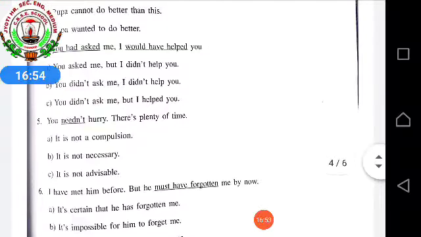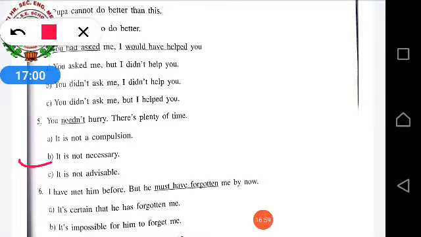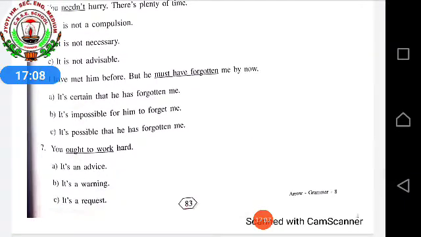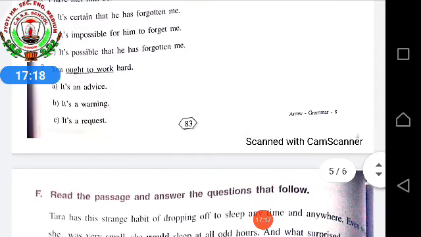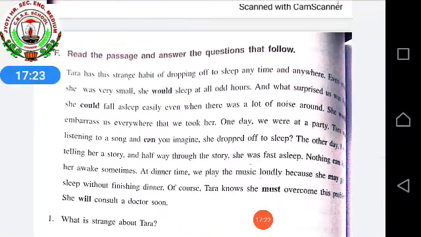Fifth one, you needn't hurry. There's plenty of time. So it is not necessary to hurry because they are having plenty of time rather than compulsion and advisable. Sixth and seventh, you people have to do by yourselves. Okay. Till 5 I have done. Only 2 questions I am giving you. I hope you people can do. So do it by yourself. Then turn the page number 84. Here the paragraph is giving, this is unseen passage.